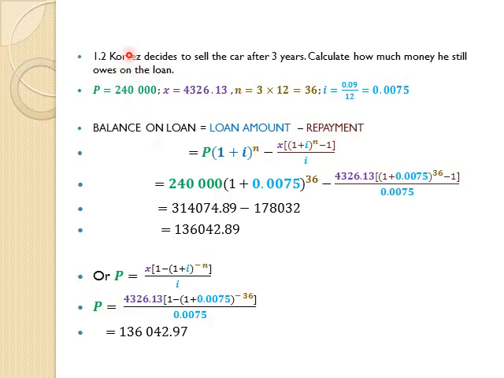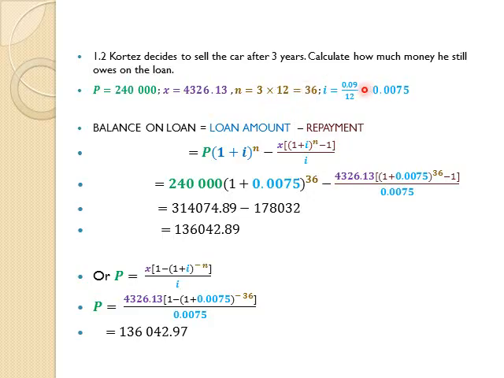1.2. Cortez decides to sell the car after 3 years. Calculate how much money she still owes on the loan. So she grew a little bit taller and the Mini Cooper is a bit too small, so she decides to sell the car after 3 years. Remember P, she borrowed 240,000. She was paying 4,326 rand 13 cents. 3 years later, 3 times 12 gives me 36.